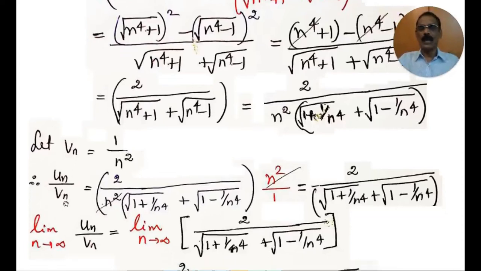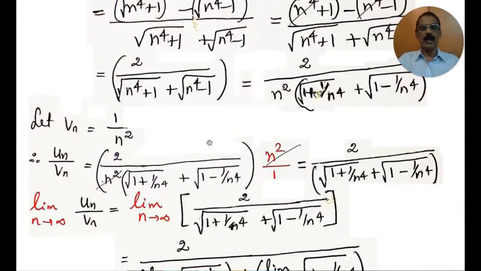Therefore, Un by Vn is equal to, the whole thing is Un, that is 2 divided by n squared times square root of 1 plus 1 by n to the power 4 plus square root of 1 minus 1 by n to the power 4, into n squared.